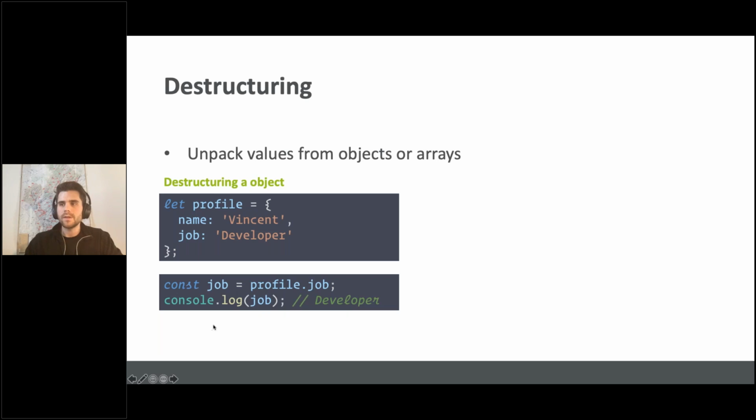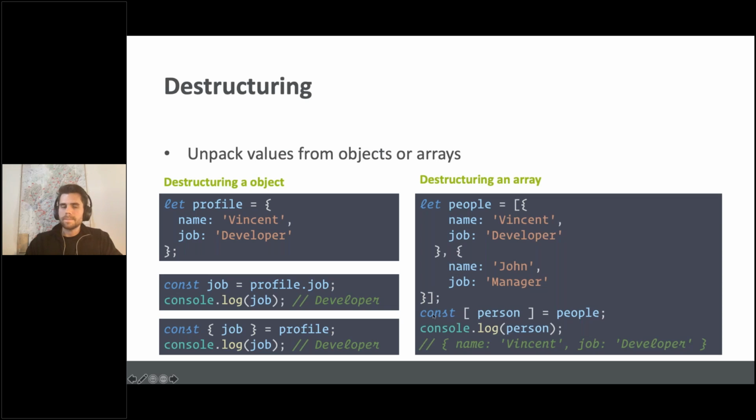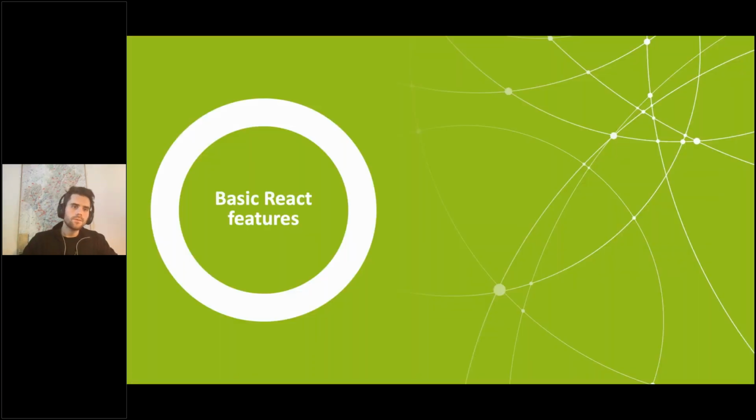All good, all good. But the new way of doing this with destructuring is by actually declaring a constant called job that is wrapped in curly braces and that references the profile object. And that gives the same result. And I think I'm going to have to go a little faster, so I'll skip this example, but it also works for arrays. Okay, now let's dive into basic React features.